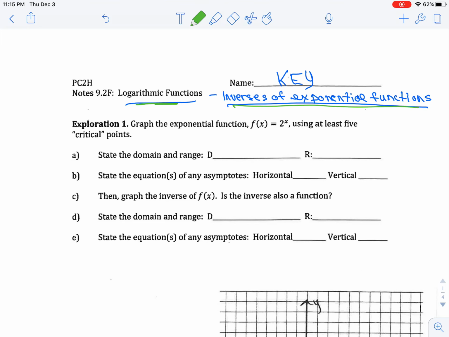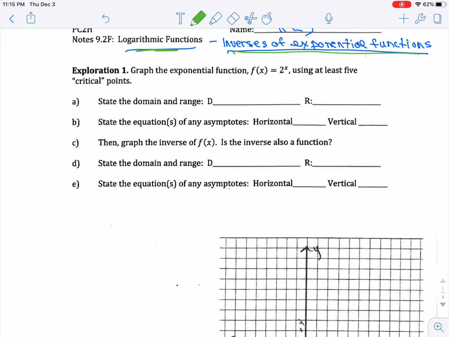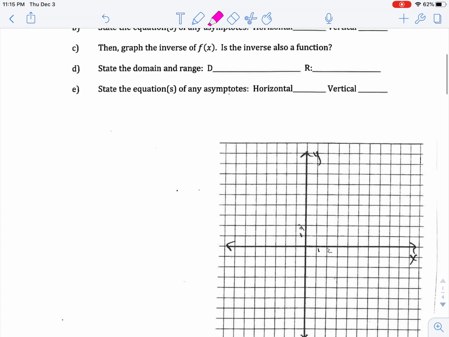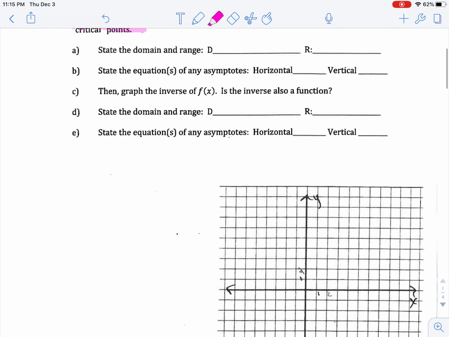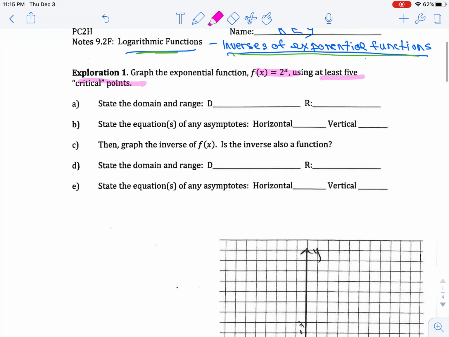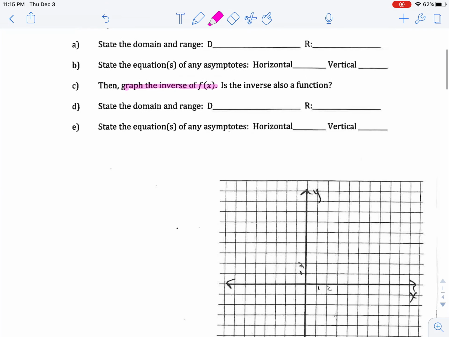So we're going to do a little exploration here where we're going to start with the exponential function f of x is equal to 2 to the x, which we have done over and over again. We're going to graph it using at least 5 critical points. So we're going to actually graph some points on a grid, not just a rough sketch. We're going to look at the domain and the range of that. We're going to look at the asymptotes. And then what we're going to do is we're going to graph the inverse of f of x and answer some questions about that.